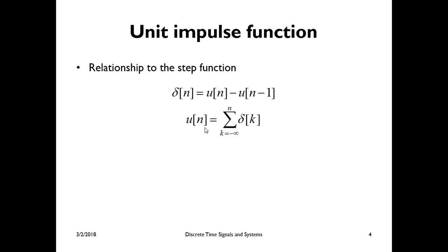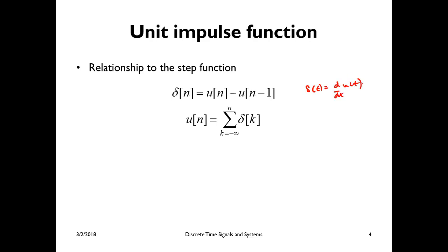The unit impulse function and the step functions are related by the following relationships. In particular, the impulse function is given by u of n minus u of n minus 1. This is referred to as the first difference of our unit step function. This is similar to the continuous time case, where the delta function was given by the first derivative of the unit step function.